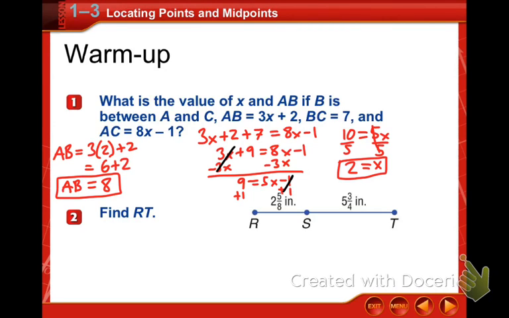Number 2, we're going to add these fractions. So we're finding the length of the entire thing. So 2 and 5/8 plus 5 and 3/4. First thing we got to do is change them from mixed numbers into improper fractions. So 2 times 8 is 16. 16 plus 5 is 21 over 8. Plus 5 times 4 is 20. 20 plus 3 is 23 over 4.